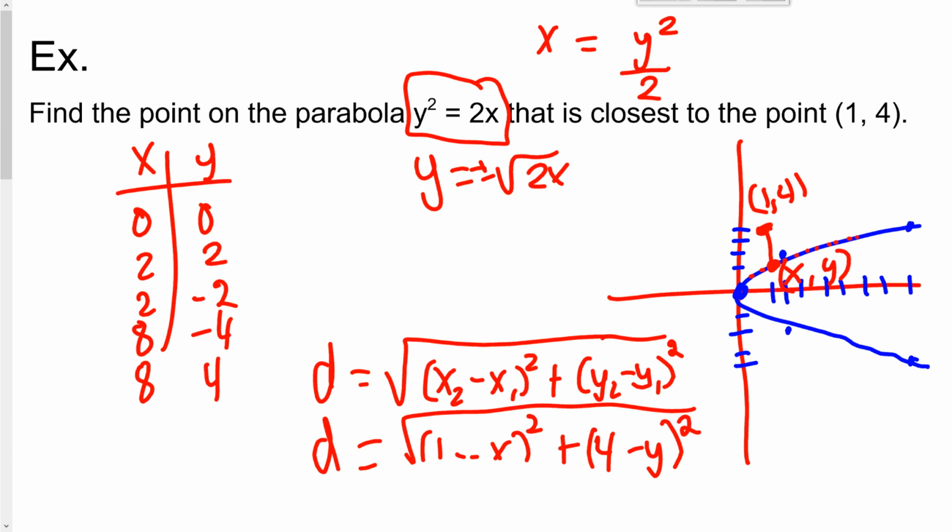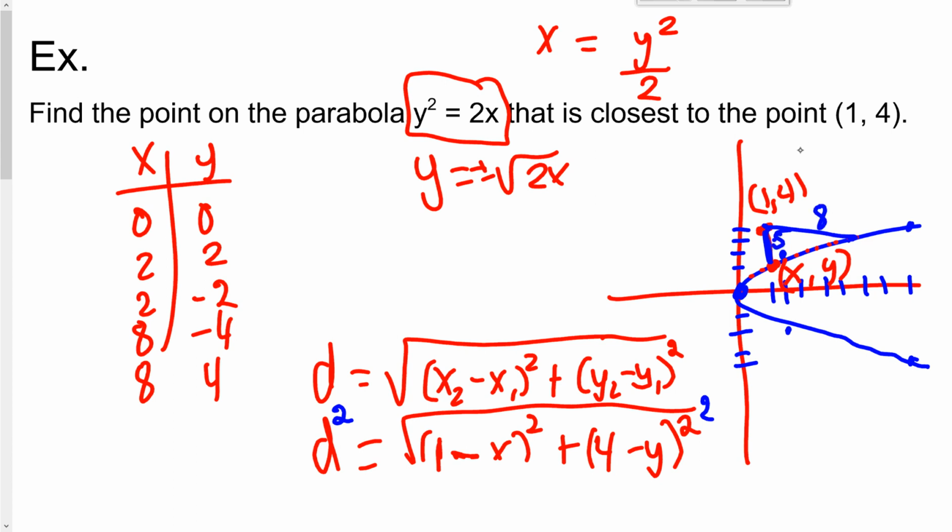Well, if I'm trying to minimize the distance, whatever the distance of this is, then if I just square that distance, isn't that still going to be the smallest one, right? So if here, say this is a distance of 5, and this point over here is a distance of 8.